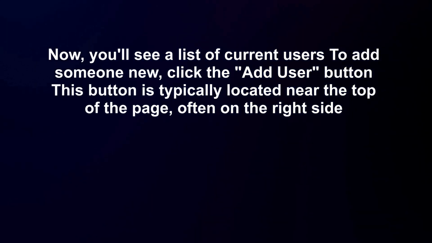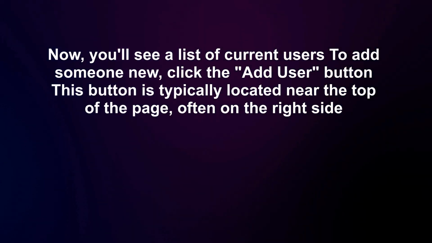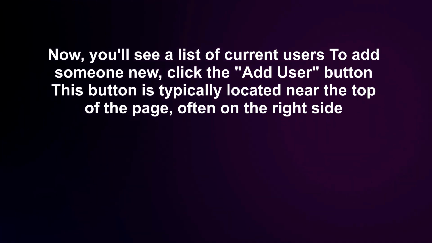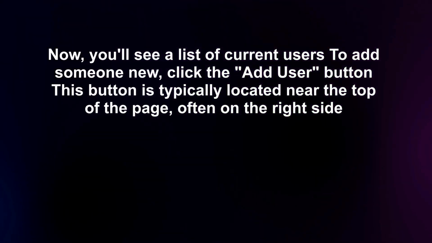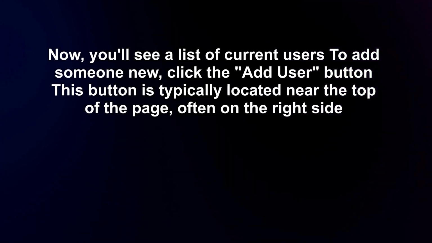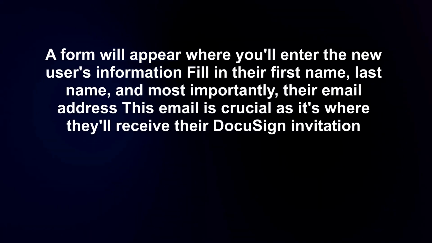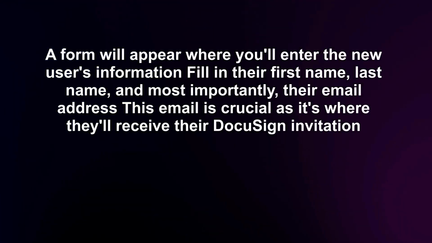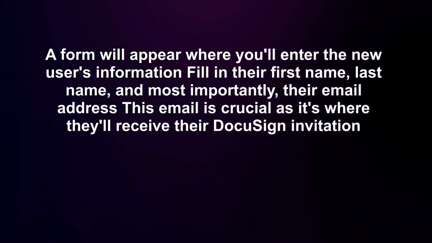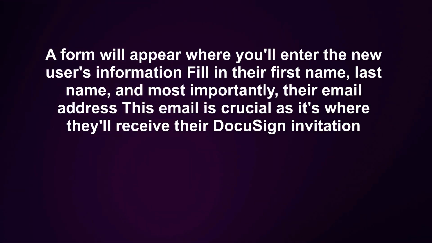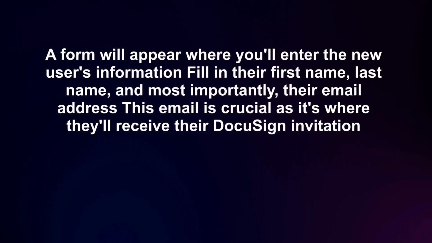Now, you'll see a list of current users. To add someone new, click the Add User button. This button is typically located near the top of the page, often on the right side. A form will appear where you'll enter the new user's information. Fill in their first name, last name, and most importantly, their email address. This email is crucial as it's where they'll receive their Docusign invitation.